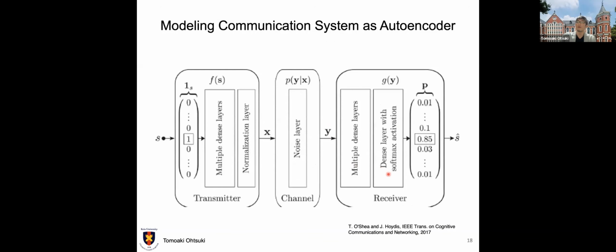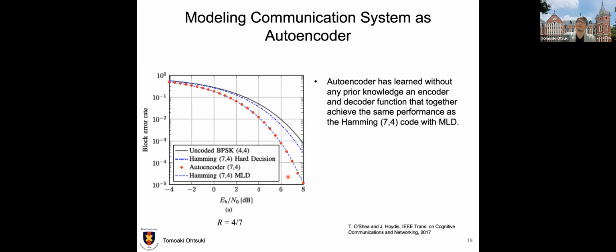Here is a figure that I picked from an early paper about modeling the communication system as an autoencoder: the transmitter part, the channel part, and the receiver part. I won't go into detail, but you can easily find and understand this one. So let's see the performance of this kind of system.